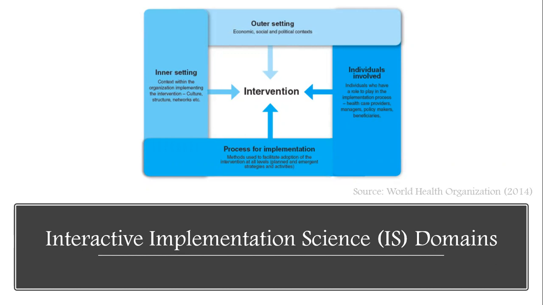We also have the larger outer setting, which is the economic, social, and political context, that we have to take into consideration as it relates to why it may or may not be difficult to implement certain interventions in practice. And then we also have to look at the inner setting, which is the context within the organization implementing the intervention. So what is the culture of the agency context? What's the structure? What are the networks, right?